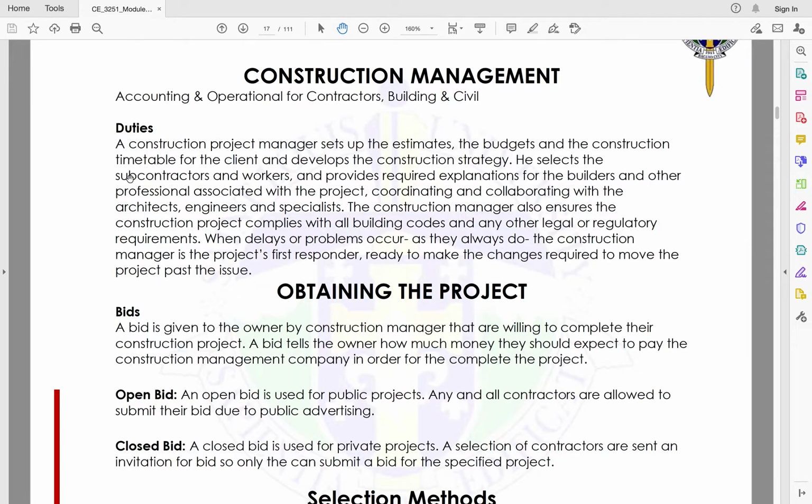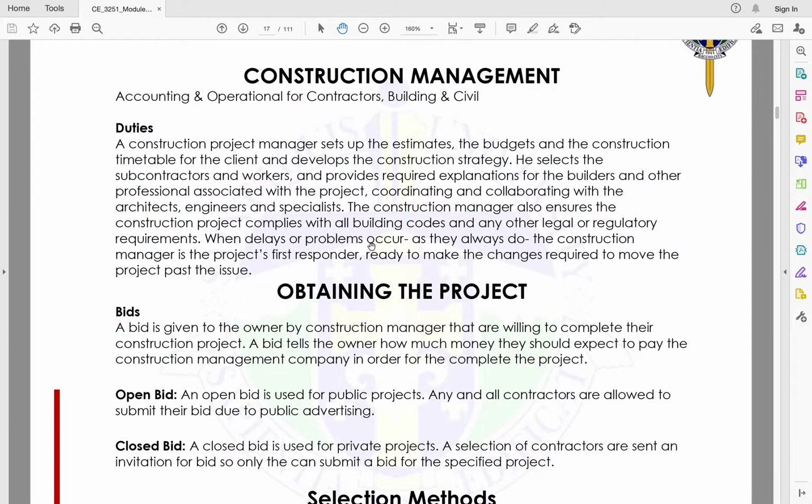So he selects the subcontractors and workers and provides required explanations for builders and other professionals associated with the project, coordinating and collaborating with the architects, engineers, and specialists. The construction manager also ensures the construction project complies with all building codes. Okay? May mga building codes po tayo na dapat sundin. Okay? And any other legal and regulatory requirements.